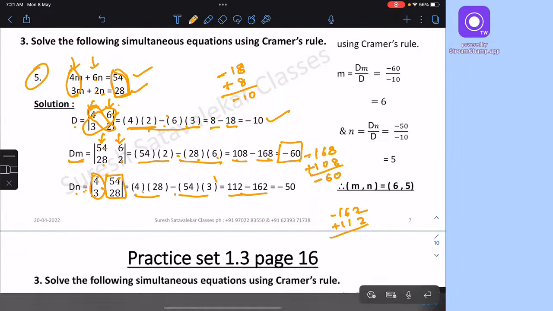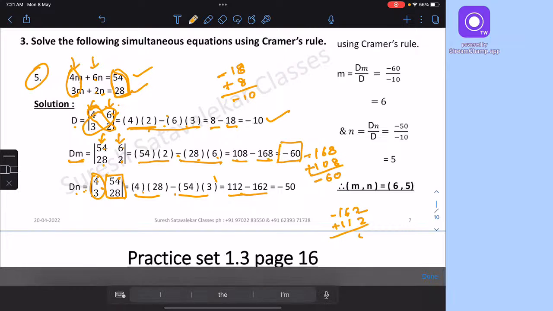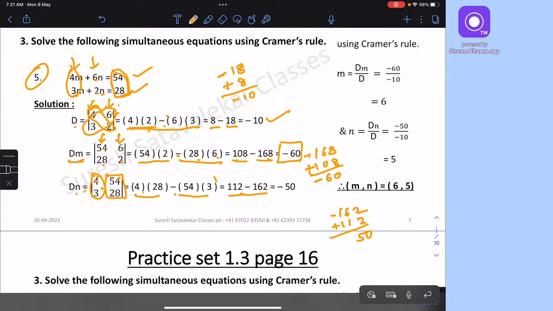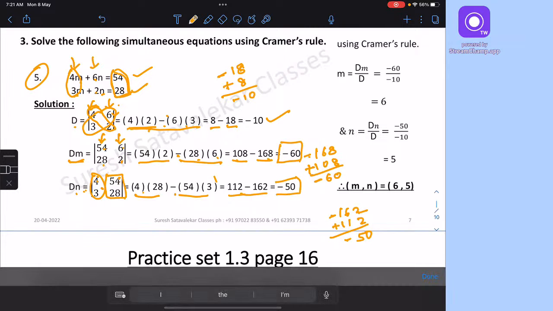Again here you will find that 162 is negative and 112 is positive. When one is positive and one is negative, you have to subtract them. So 162 minus 112 comes out to be 50, and give the sign of the greater, that is minus. The answer comes out to be minus 50.